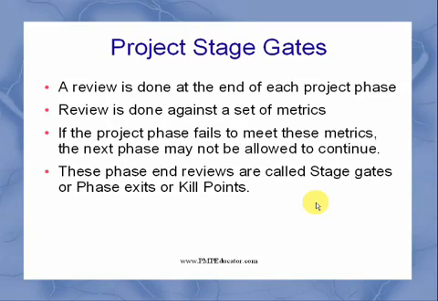Otherwise, you start working again to fix the bugs or the features which are missing before you go to the next stage. If the project phase fails to meet these metrics, the next phase may not be allowed to continue. And these phase end reviews are called stage gates or phase exits or kill points.